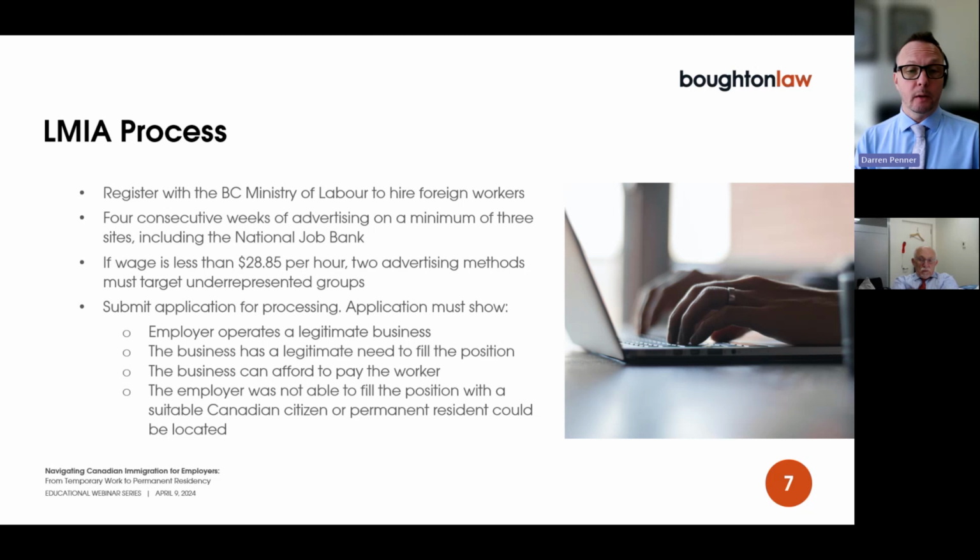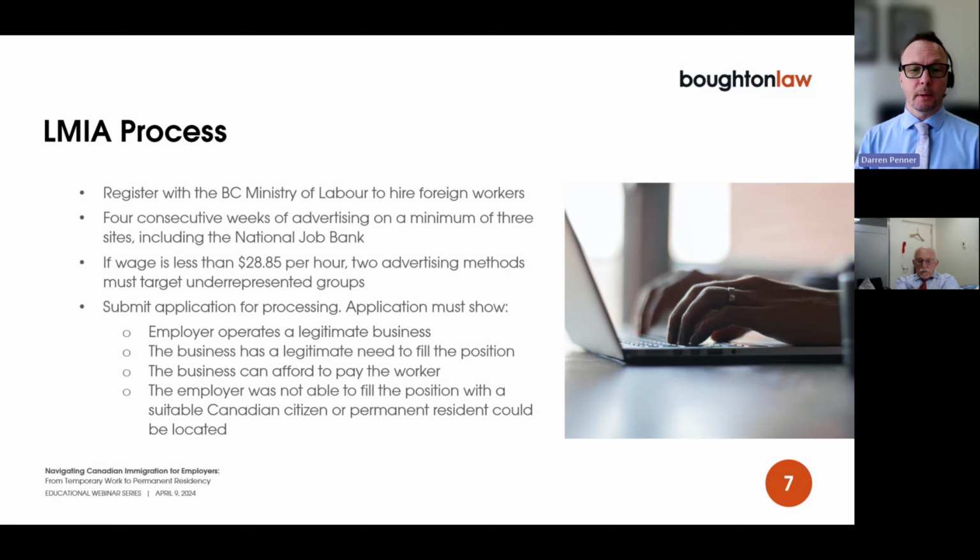If the wage that you're paying the foreign worker is less than $28.85 per hour, then 2 of the advertising methods must also target underrepresented groups. So newcomers to Canada, youth, people with disabilities, and we have websites that we can use for that, so we're making sure to target those groups. Once the advertising is done and the certificate has been received, then you can submit an application for processing.